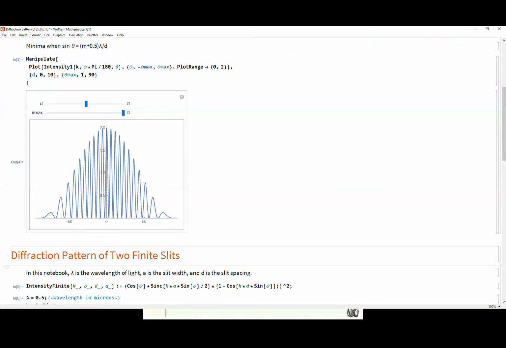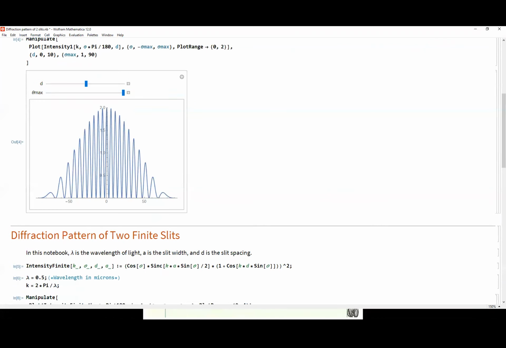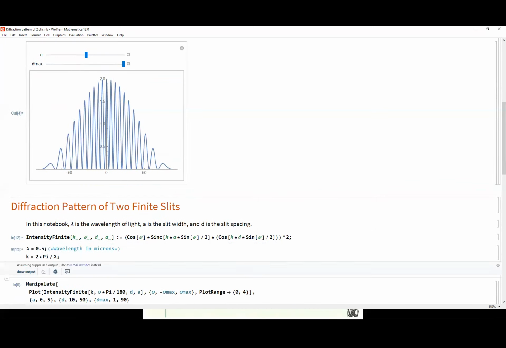But now let's look at that diffraction pattern of two finite slits. And I'm just going to, this should have been kd over 2. I'm just going to write it like that. Keep everything consistent with what we did in the notes.